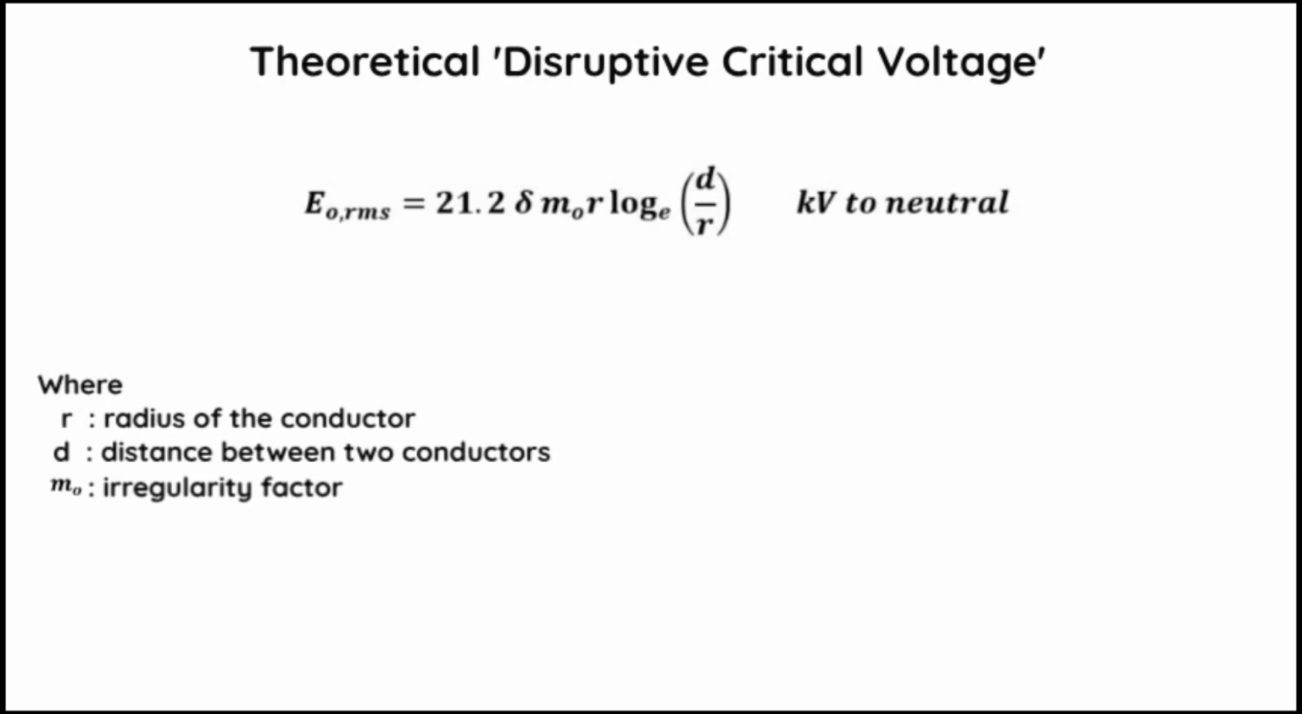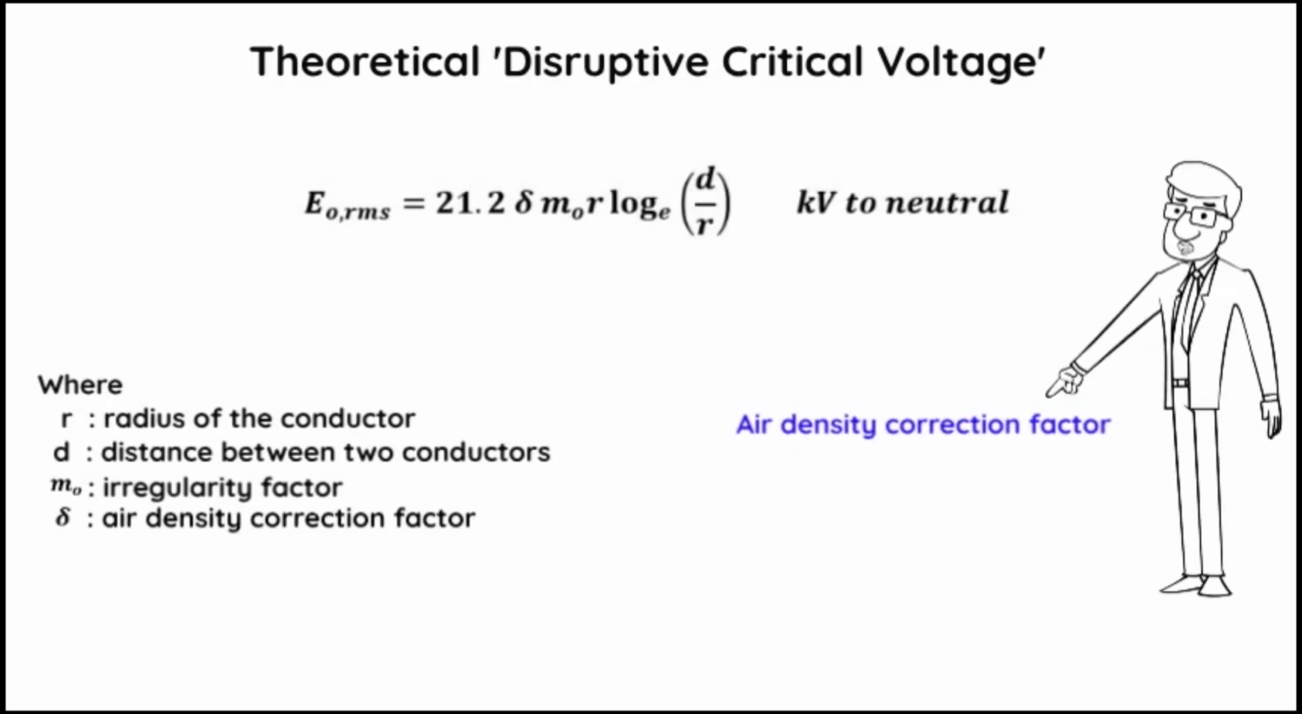Therefore, the irregularity factor is introduced. M0 is 1 for smooth polished conductors and reduces with the roughness. Small delta denotes the air density correction factor. It is calculated by this equation.